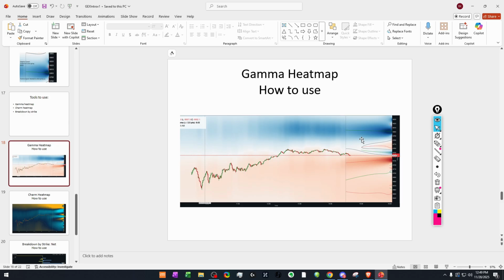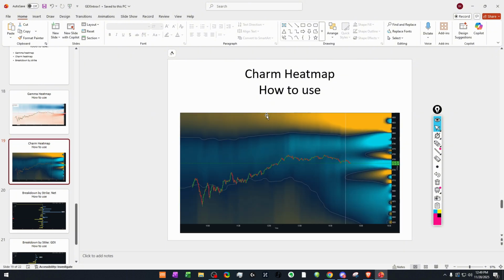Another thing that I look at is the gamma peaks. So where those are on the heat map, those are either going to be the biggest resistance points or the biggest support areas. So it's always good to know where the market makers are going to be stepping in the most. Charm heat map, there's not much to it.